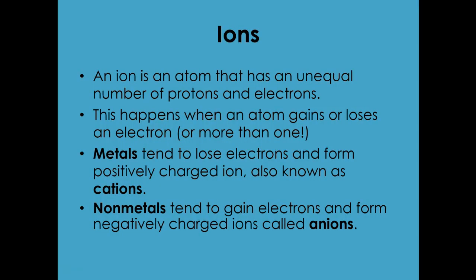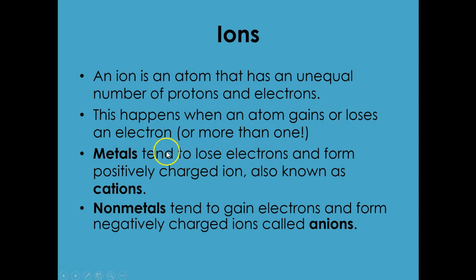So an ion is an atom or group of atoms that has an unequal number of protons and electrons. We actually talked about these subatomic particles in earlier videos, but protons have positive charges and electrons have negative charges. If there are unequal numbers of them in the particle, then the particle is going to have a net charge. If a single atom loses one or more electrons, it's going to have more protons than electrons, and therefore a positive charge. If it gains one or more electrons, it's going to have more electrons than protons, and therefore a net negative charge.